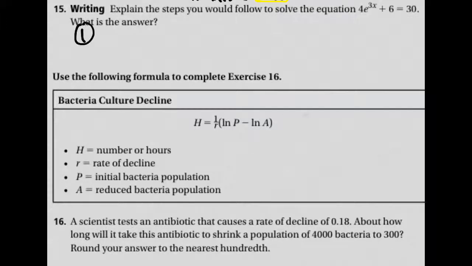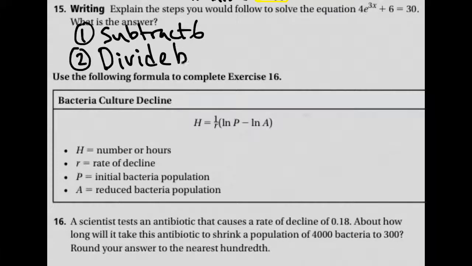Step 1, subtract 6 from both sides, right? Step 2, now when you subtract 6, you still have a 4 in front, so divide by 4. Now after you subtract 6 and you divide by 4, it looks like you'll have e to the 3x equals 30 minus 6 is 24, divided by 4 is 6. e to the 3x equals 6.